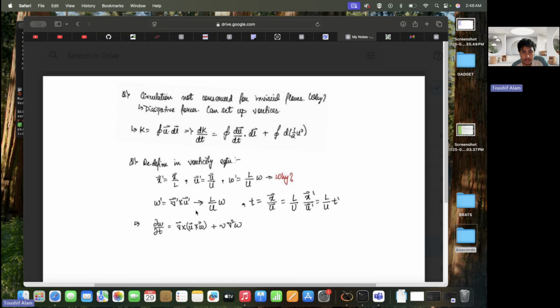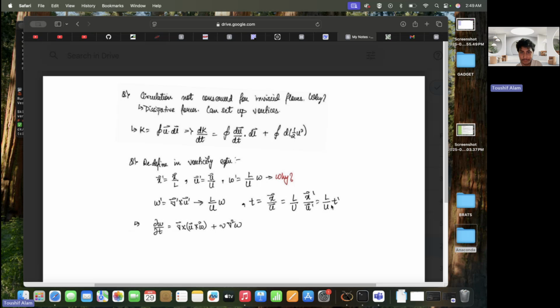Omega prime is this del prime plus u prime. This is L by U omega. t is equal to x by U. So t prime is L by U, x prime by u prime. Right. Over x by L. x is x prime L. u is u prime U.